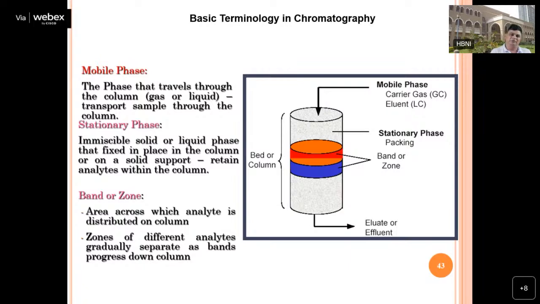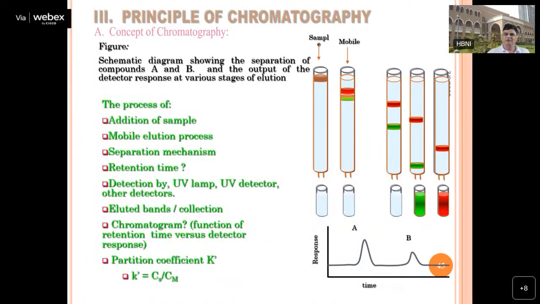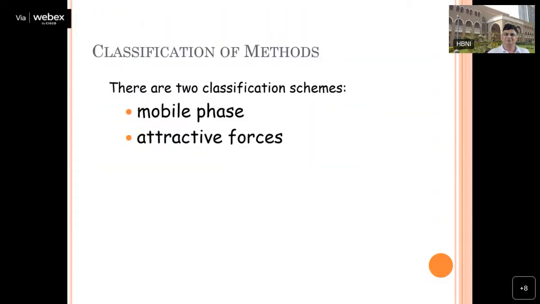Then we also come across the band or zone. What is the band or zone? An area across which the analyte is distributed on the column, or a zone of a different analyte that gradually separates as the band progresses down. So this is the column, sample, mobile phase, stationary phase, detection method, and chromatogram. We will see one by one all those things.